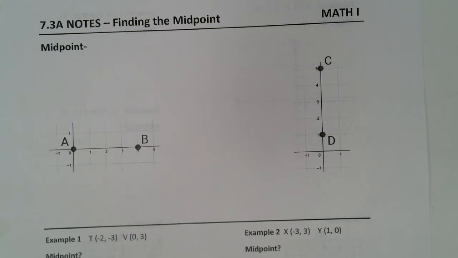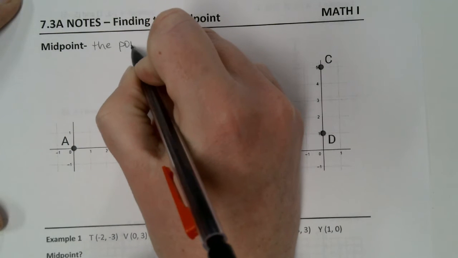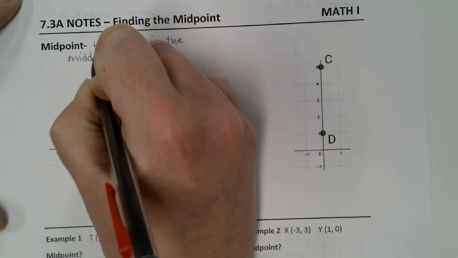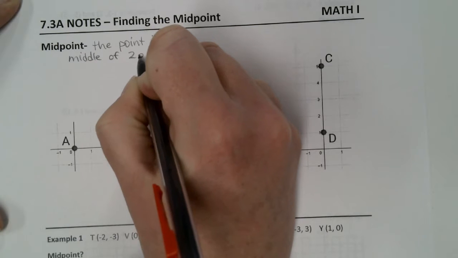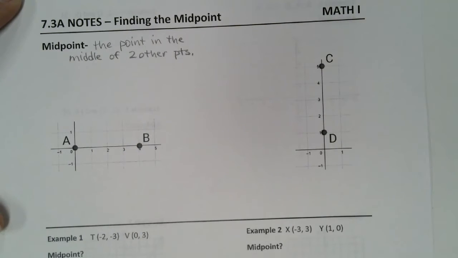Okay, excuse me, the point in the middle of two other points. I'm going to abbreviate points there. Okay, so if I've got a point here and a point here, and I want to find the very middle between them. Let's think about this.